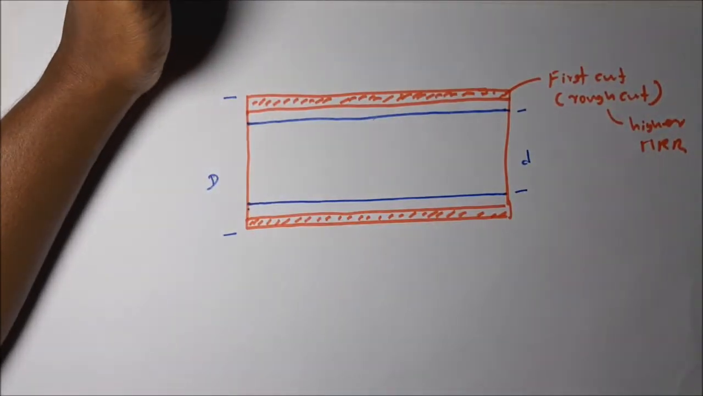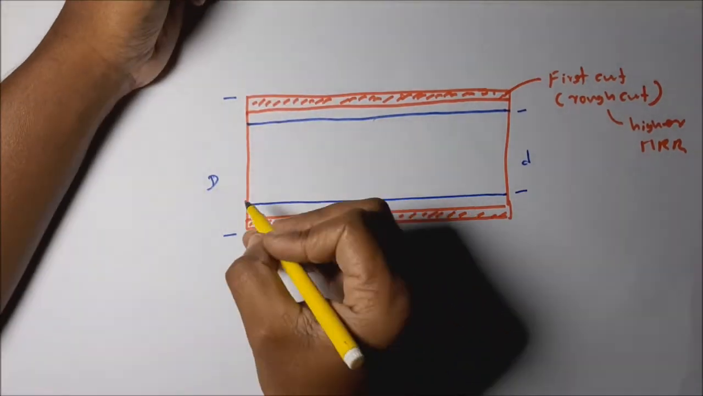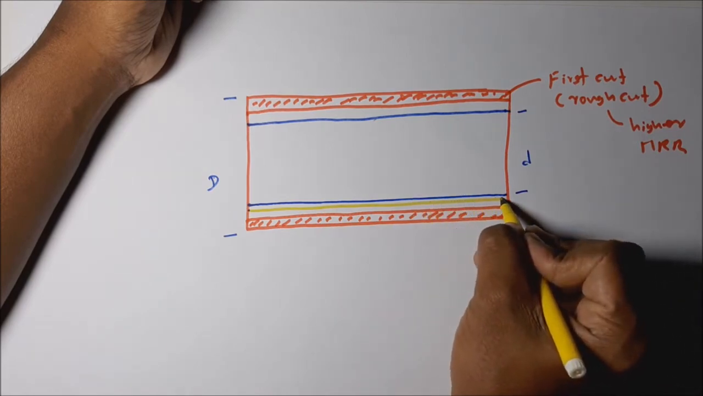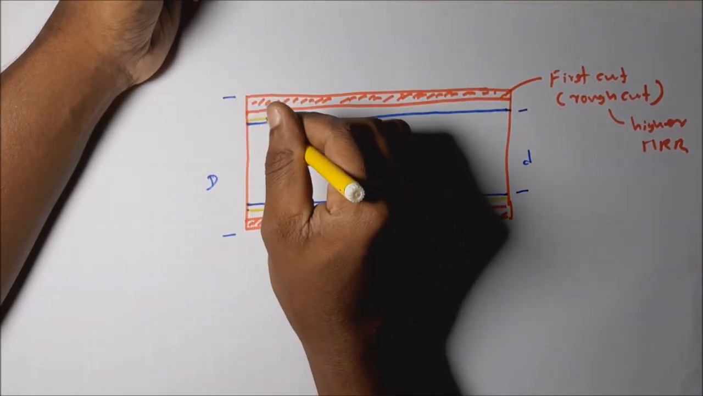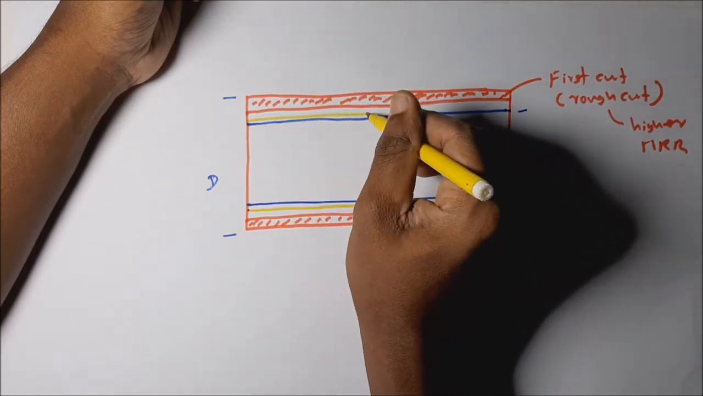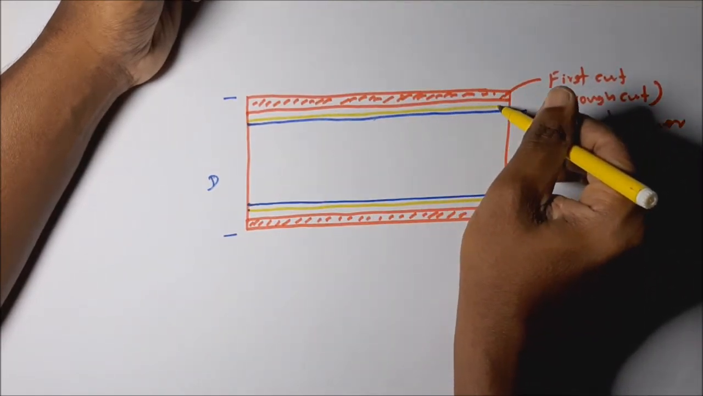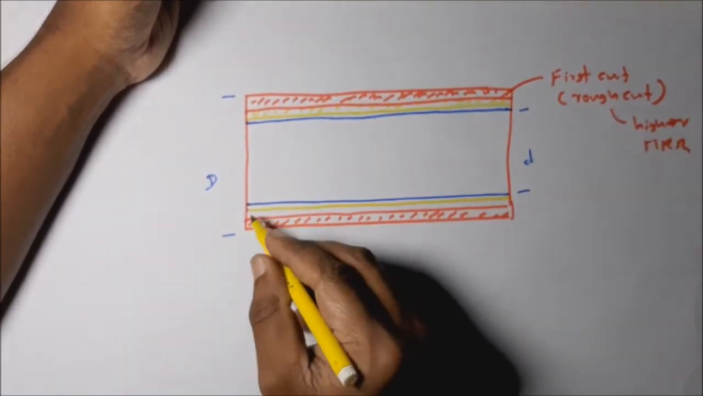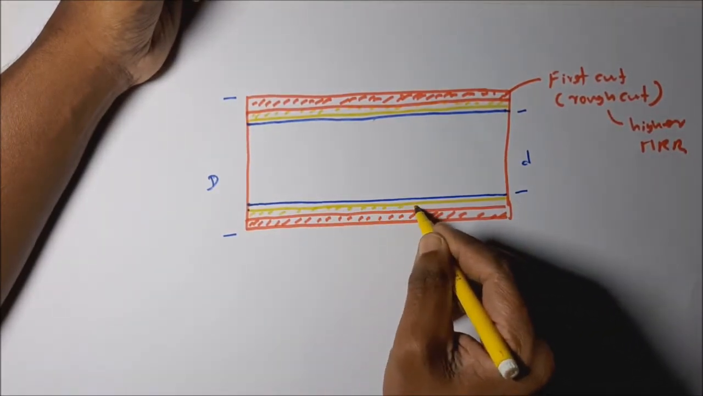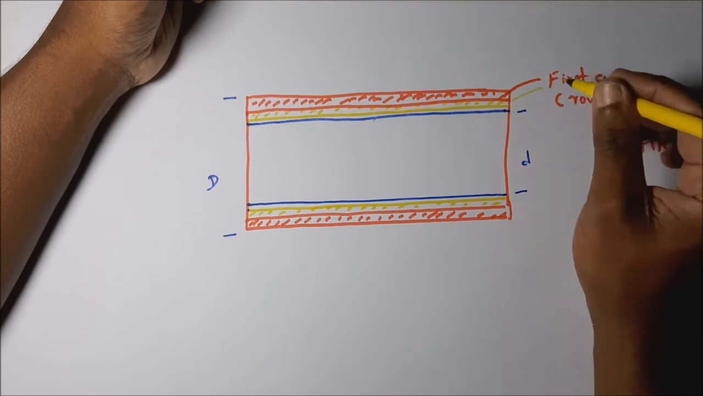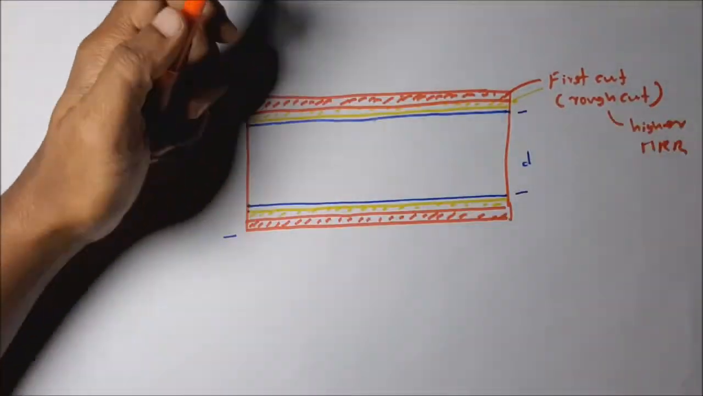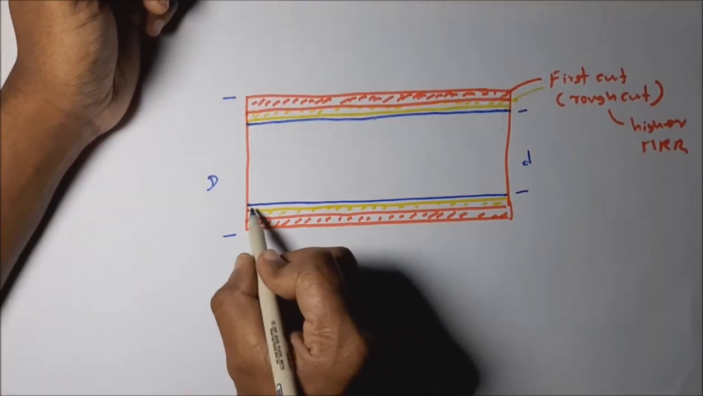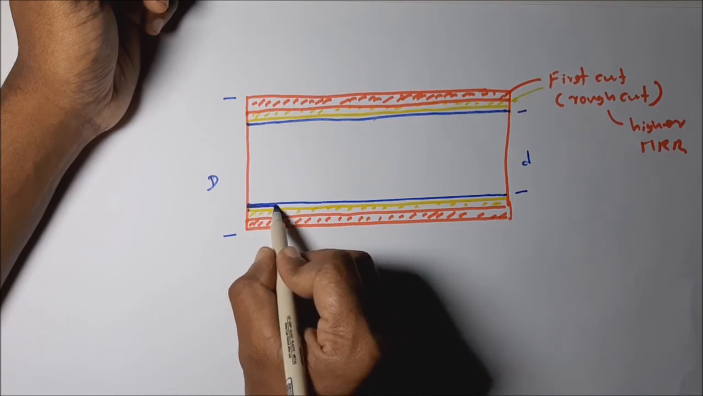Let's take we are doing two rough cuts. This is the next rough cut we are going to do. With the rough cuts, we are gradually reaching the final dimensions in machining. The depth of cut depends on the capacity of the machine tool, and also on the rigidity of the workpiece. Then as the final cut, we are removing a small layer from the workpiece.